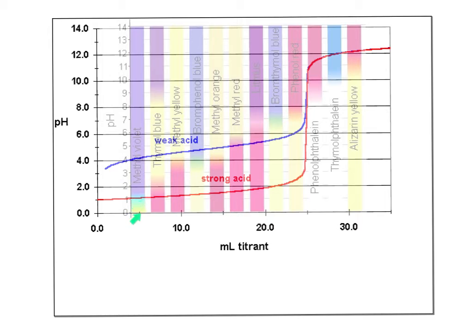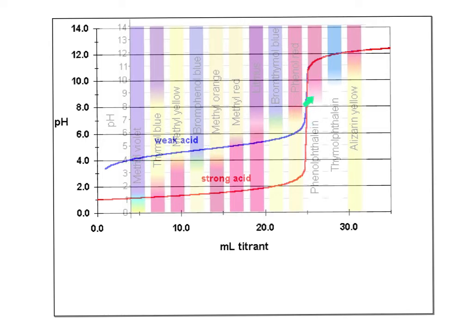Methyl violet is probably not the best choice because the color change happens at a lower pH, between 0 and 2, right? So you want to choose an indicator where the color change is occurring. Thymolphthalein is not the best choice for a strong acid, strong base titration because the color change happens at a pH of about 10. Okay, and then you can see the weak acid titration curve.